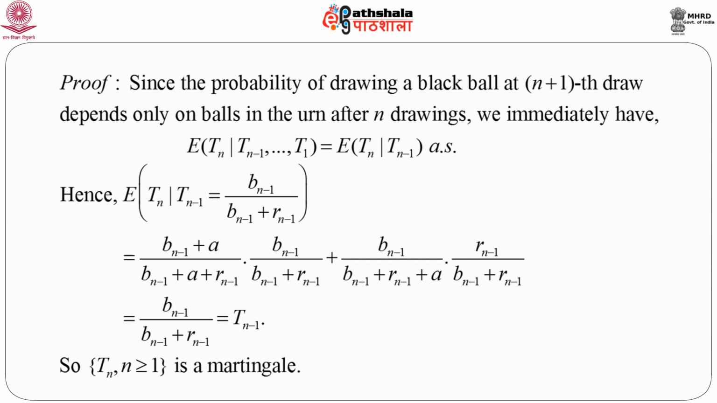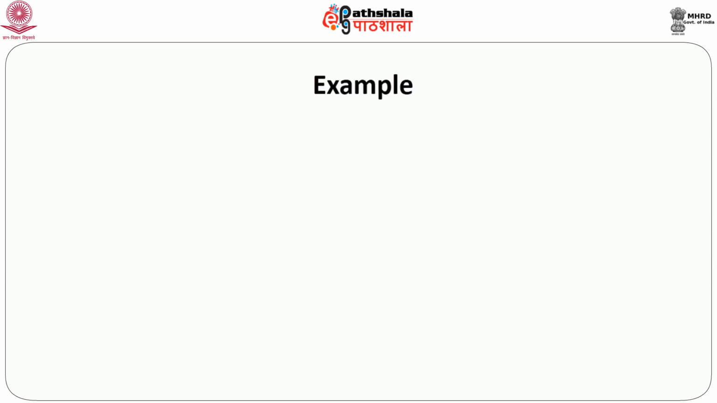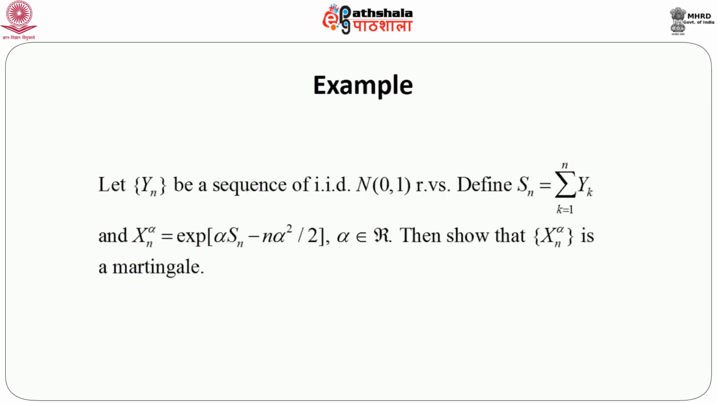Now given that this is the situation, the expected proportion of black balls in the urn after the nth draw should be equal to (B_{n-1} + a)/(B_{n-1} + R_{n-1} + a) times B_{n-1}/(B_{n-1} + R_{n-1}), plus B_{n-1}/(B_{n-1} + R_{n-1} + a) times R_{n-1}/(B_{n-1} + R_{n-1}). This is just using the simple elementary properties of probabilities and expectations.